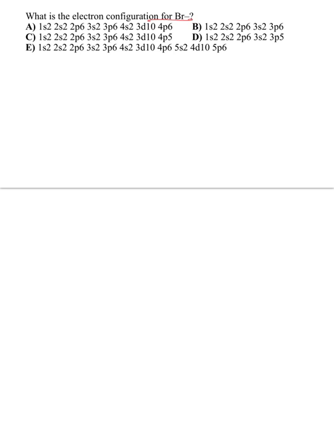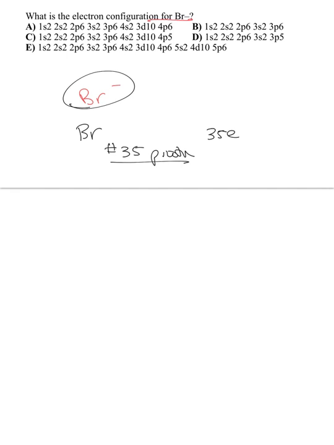Okay, what is the electron configuration for bromide? Now notice that if you look up bromine, you see that bromine is number 35, so that's your proton count. And since a neutral bromine would have the same number of electrons as protons, it would have 35 electrons, but this is a bromide ion, so it has one more electron than proton, so this is going to have 36 electrons. So we have to do an electron configuration for 36. So you fill them all up.